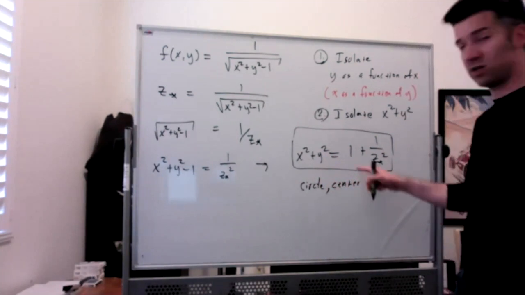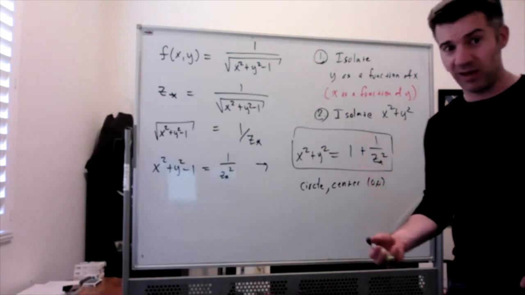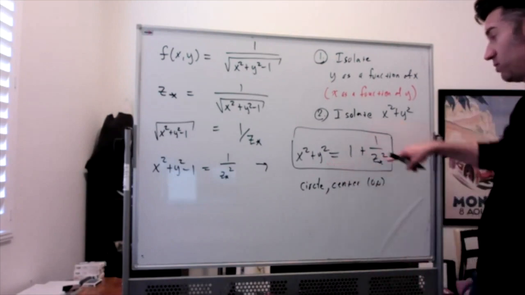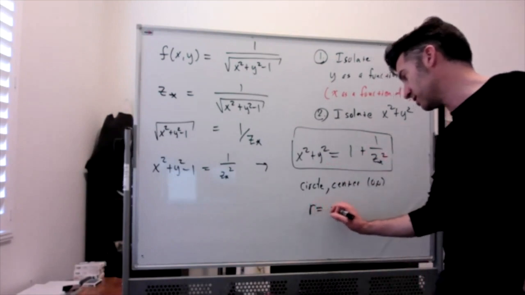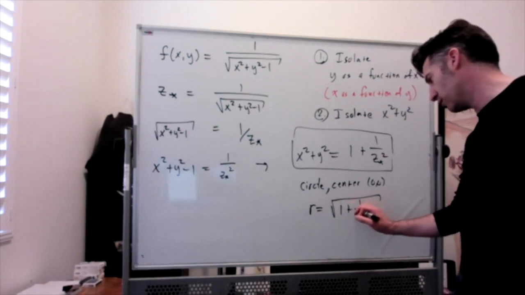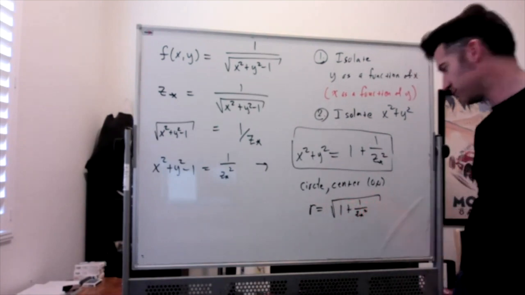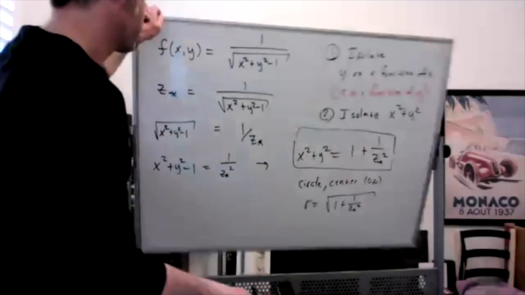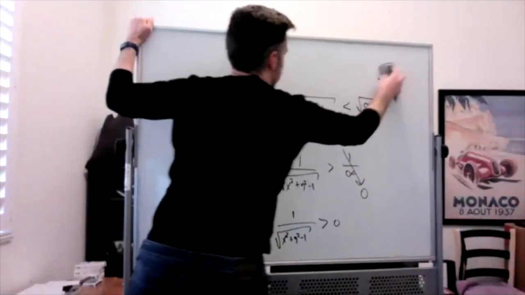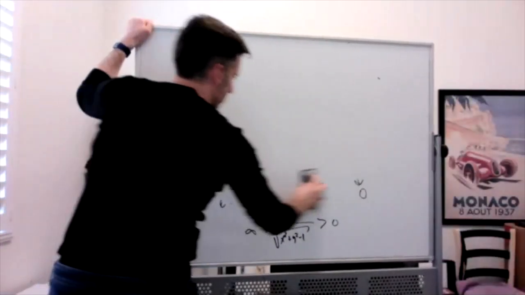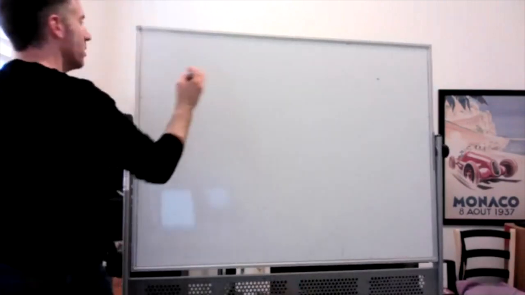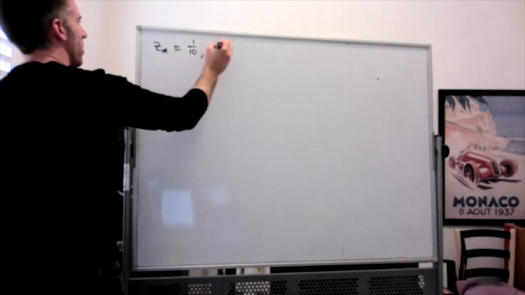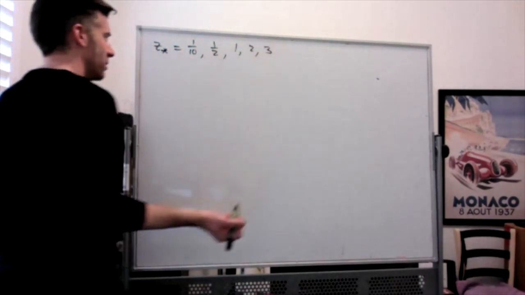And the radius is the square root of what's over here, right? If you had x squared plus y squared equal to 9, the radius would be the square root of 9, which is 3. If x squared plus y squared equals 1 plus 1 over z star squared, your radius is the square root of 1 plus 1 over z star squared, whatever that number is. So then we do the thing. So I think our specific values were z star equal to 1/10, 1/2, 1, 2, and 3.